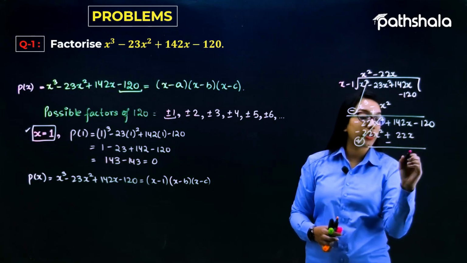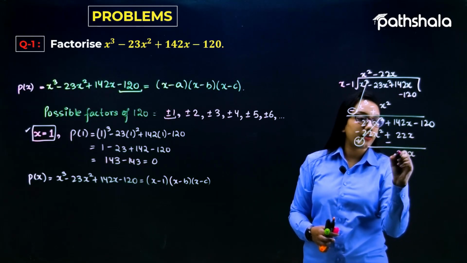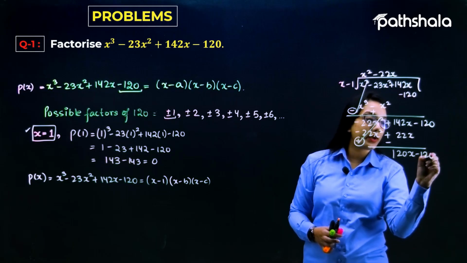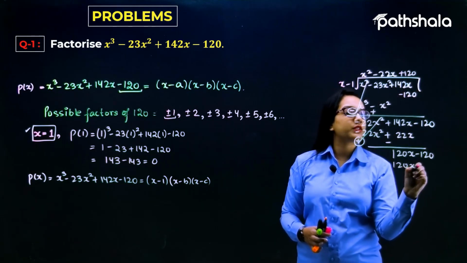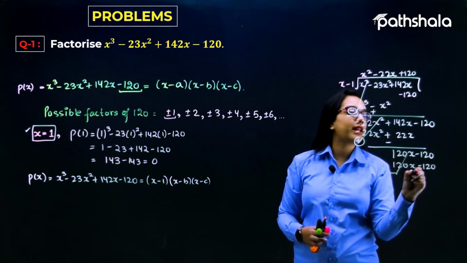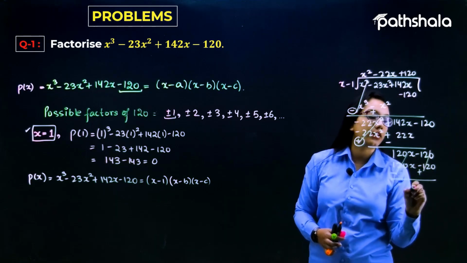So this is nothing but x and 0 and 2 and 1. So it is minus 120. So it is plus 120, and at the end we get 120x minus 120. Minus gets cancelled, plus gets cancelled. The remainder is nothing but 0.